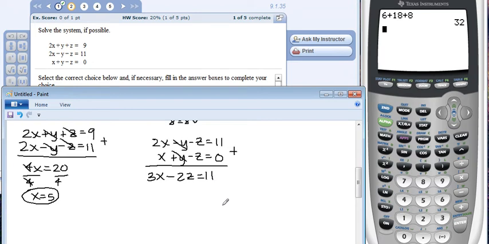11 and 0 is 11. So I've dropped, over here I've dropped y and z, so I have to choose one of those to drop over here. So I chose to drop my y term. So now I'm going to take this 5 and put it in right here and solve for z. Okay? Whenever I know what a variable is, I put it in and I solve. Okay, so I put the 5 in here. This is 15. I subtract 15 from this side.